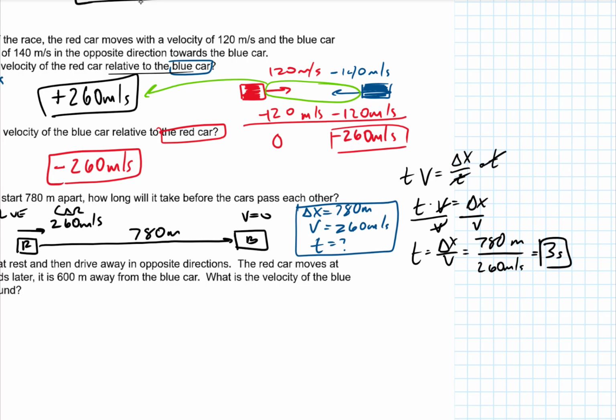So everything that we wrote in black is stuff that we've done before with velocity and displacement. The trick to this one is looking at it from the perspective of the blue car so that we can get some numbers there.